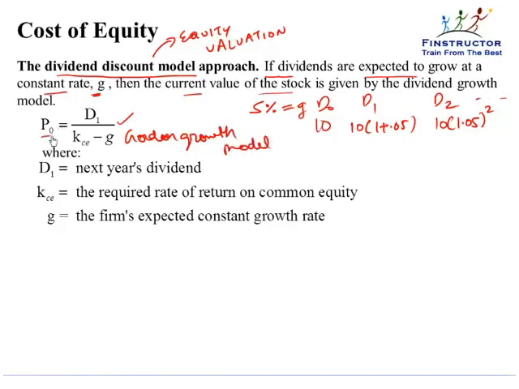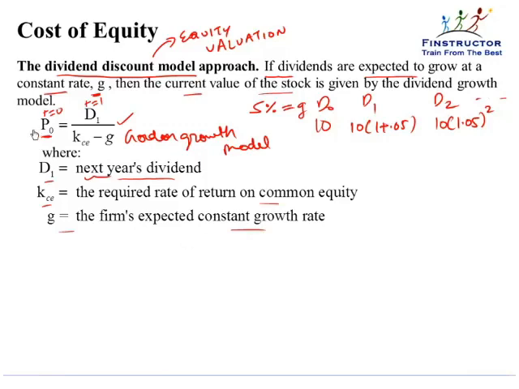So the price today at t equal to 0 is equal to the next year's dividend, or the dividend coming at t equal to 1, upon the cost of equity minus G. So D1, very importantly, remember guys, is the next year's, not the last year's. So if the last year's is given in the question, you will have to estimate the next year's dividend. KCE is the calculation that we need, that is the required rate of return on common equity, and G is the firm's expected growth rate.